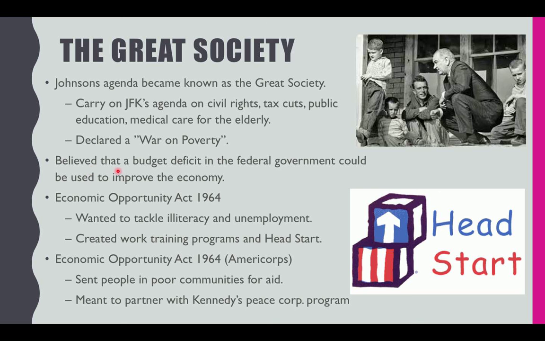Johnson is going to believe that the budget deficit in the federal government, which means that there was more money than what we needed, could be used to improve the economy. The examples of how we attack poverty in the United States start with the Economic Opportunity Act of 1964. The goal of this program, tackle illiteracy and unemployment. How are we going to do it? Through work training programs, and this created the Head Start program.